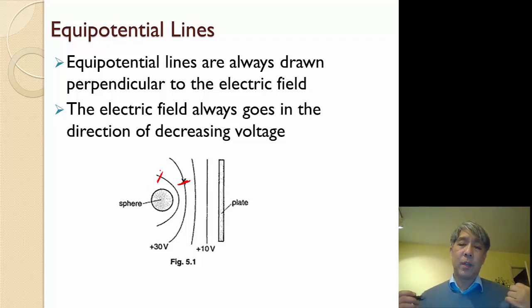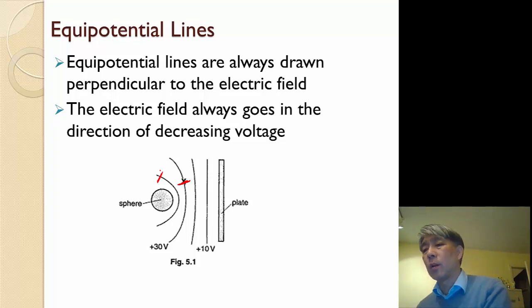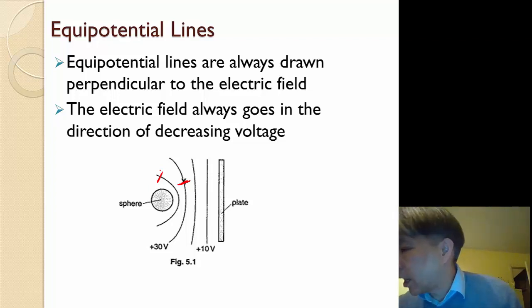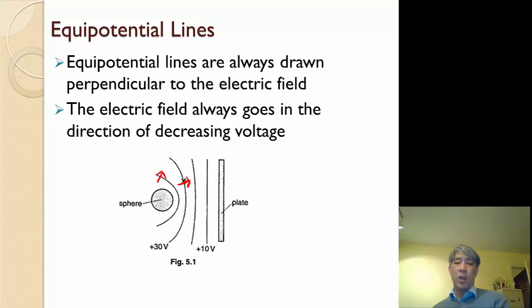The second rule is, because electric field is a vector, it has to have a direction. It has to have an arrowhead, and the electric field always goes in the direction of decreasing voltage. It always points downhill, electrically speaking. So find the smaller and smaller numbers. In this case, the smaller numbers are to the right, or the lines to the right. So these arrows would point to the right. They point downhill, electrically speaking.